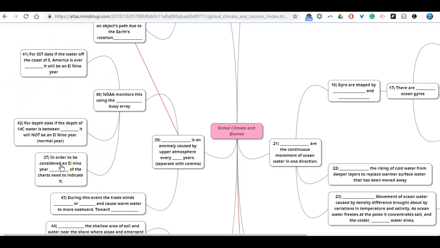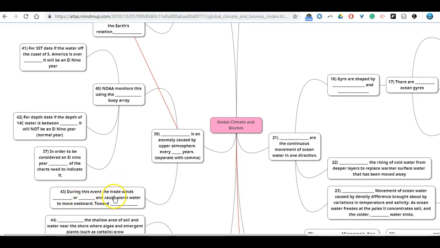Now, in order to be considered an El Niño year, you only need one of these charts to indicate it. So if the SST says yes, but this says no, it's going to be an El Niño year, but probably a weak El Niño year. So if both say it's going to be an El Niño year, it's going to be a strong El Niño year. If this says normal year, this says normal year, no El Niño will occur.